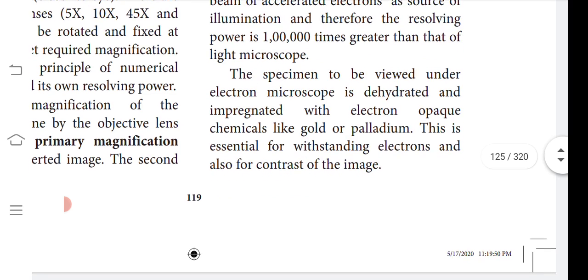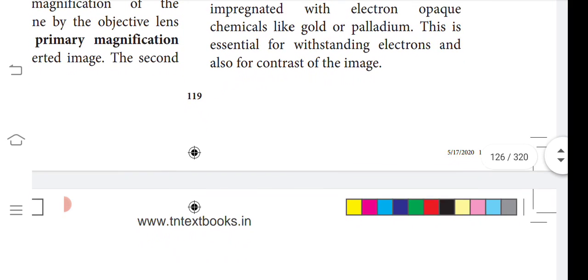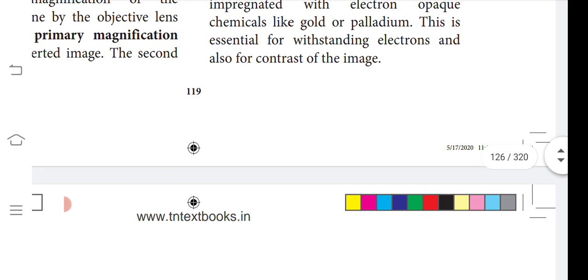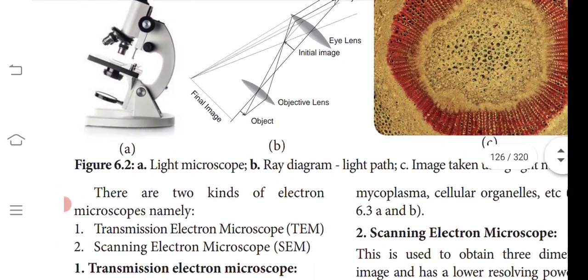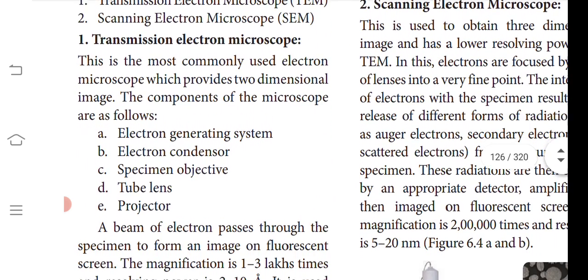The specimen to be viewed under the electron microscope is dehydrated. Dehydrated is the removal of water, and impregnated. Impregnated means it is coated with electron-opaque chemicals like gold or palladium. This is essential for withstanding the electrons. Okay, we cannot keep it on a normal slide. There are two types of electron microscopes, the transmission electron microscope and the scanning electron microscope, which we will learn in detail now.